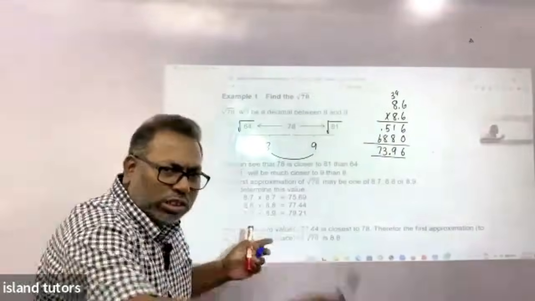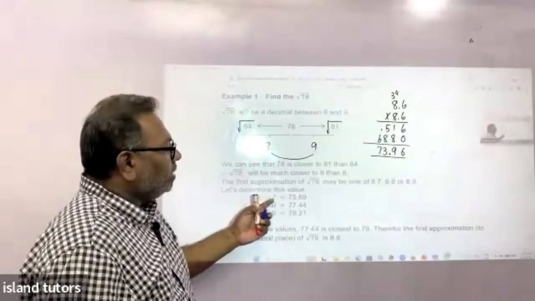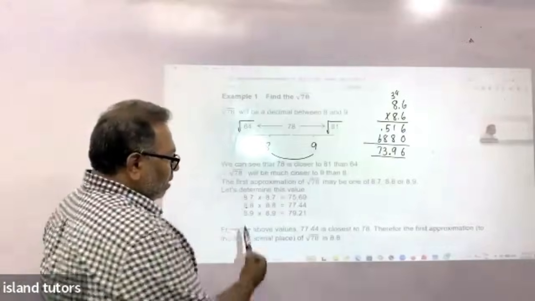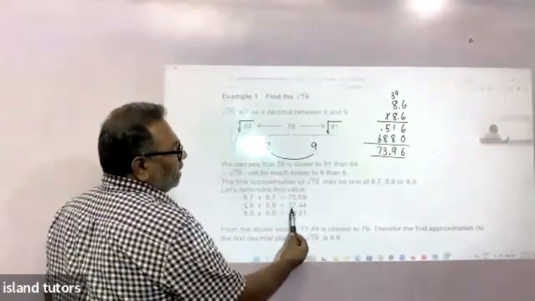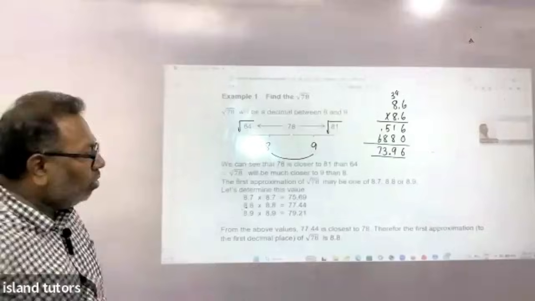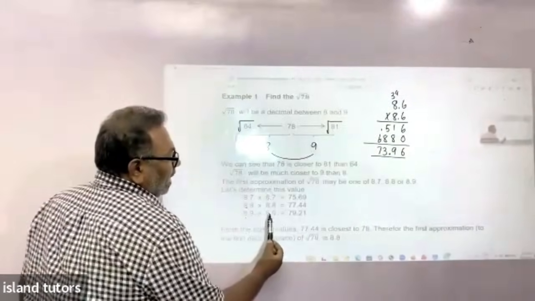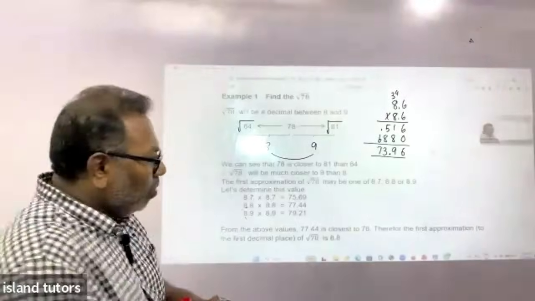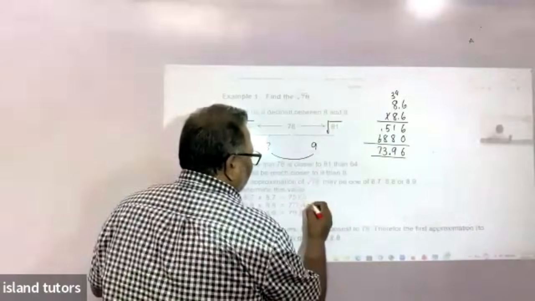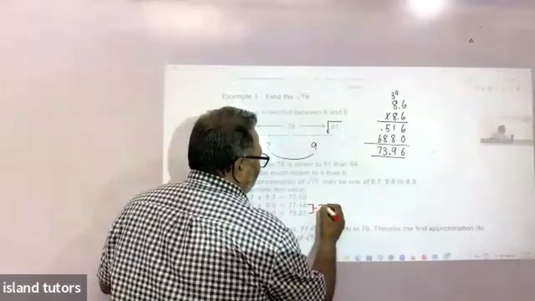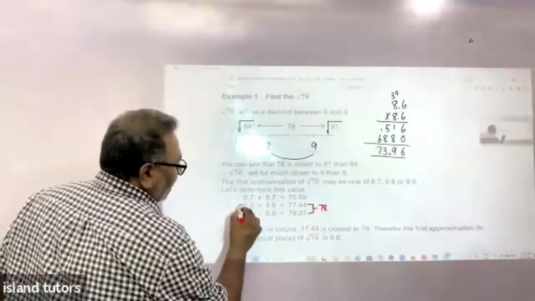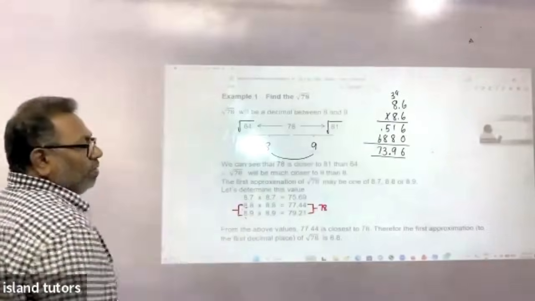I want to get closer to 78. 8.7 into 8.7 is 75.69. 8.8 into 8.8 is 77.44. 8.9 into 8.9 is 79.21. So now my 78 is between these two values, between 8.8 and 8.9.